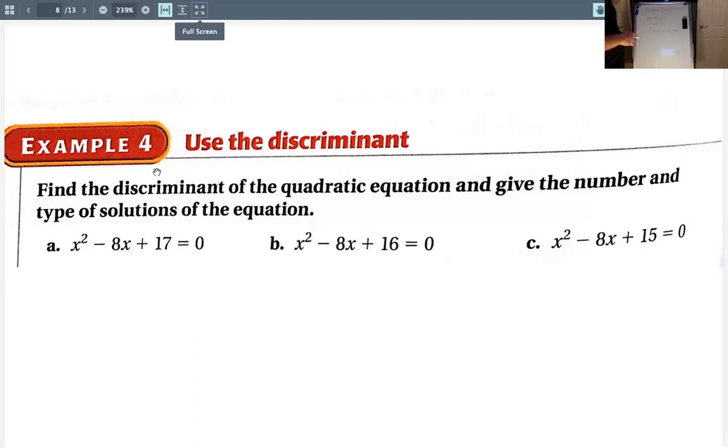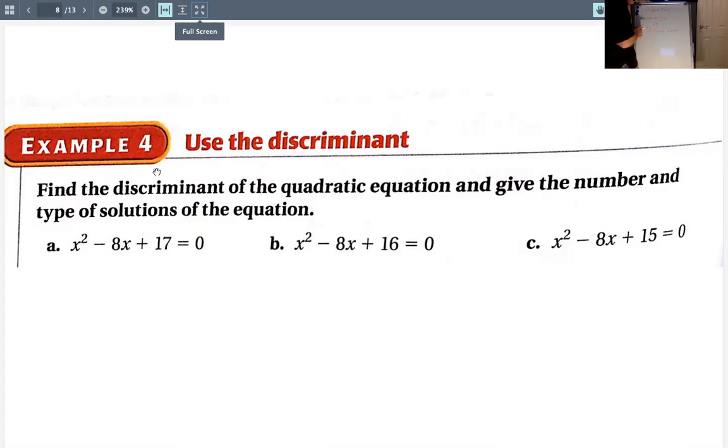Can you say the answer is no real solutions? Would that still be considered correct, or should we say two? Usually it is. Usually the way they ask it is how many real solutions? You would say no real solutions. But in this case, the directions actually say, tell how many solutions and what type. They're asking if it's real or imaginary.